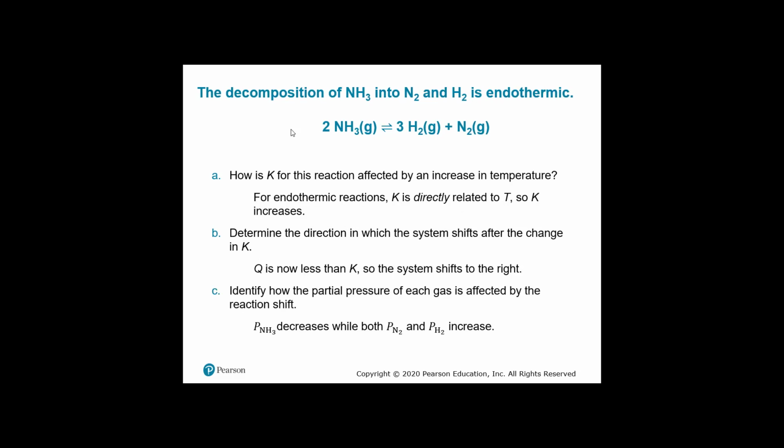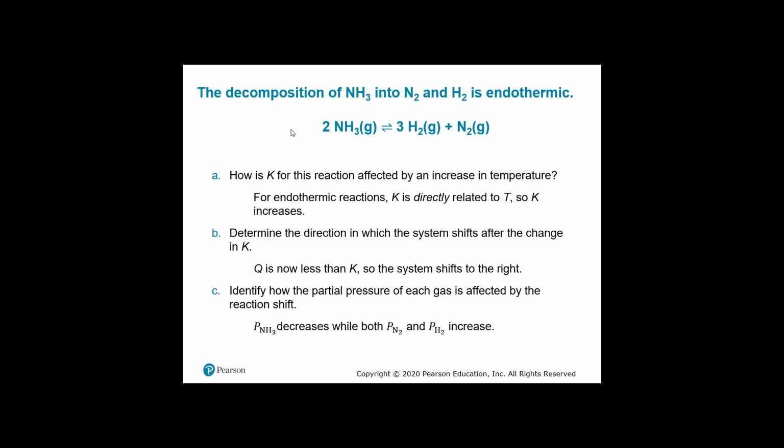So for endothermic reactions, remember going back to equilibrium constants just in general, the larger the K, more than 1, that means that it produces more product than reactant. A smaller K, less than 1, produces more reactant than products. So for endothermic reactions, K is directly related to temperature, so K increases. Determine the direction in which the system shifts after the change in K.